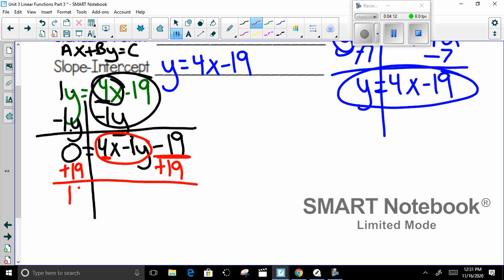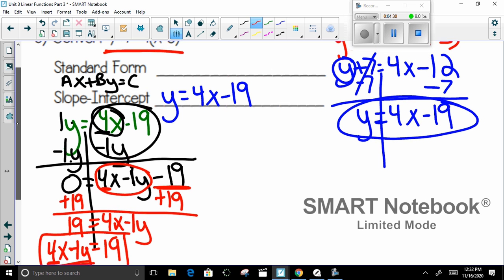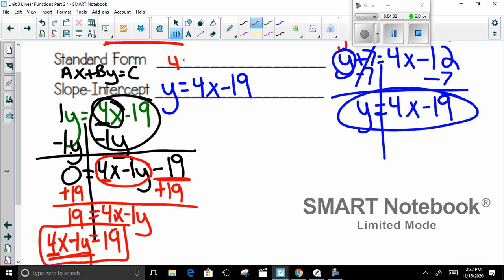And if I do that, I have 19 equals 4x minus 1y, or you could change it around, 4x minus 1y equals 19. I have successfully put it in standard form. X and y are together on one side. The coefficient in front of your x is positive, and there are no fractions and no decimals.